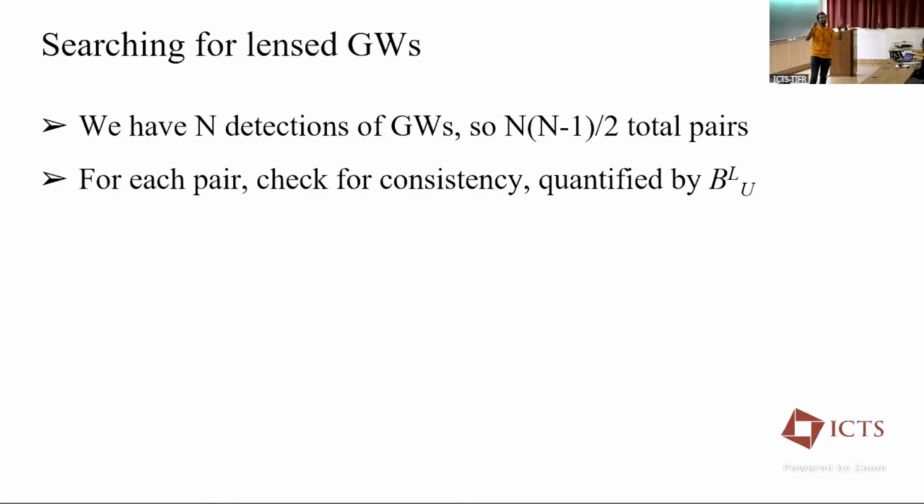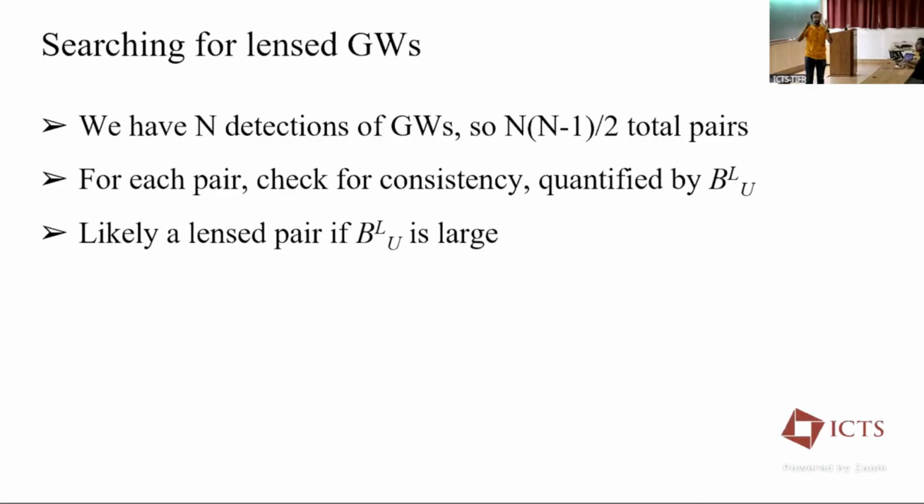So this consistency, I'm going to just call it a Bayes factor, B-L-U. What it is, I will explain soon. And the statement is that you come up with one number per pair. Like you take the data, do some processing on it to get this one number. If it is large, it is consistent. If it is small, it is not consistent with the lensing hypothesis, and you reject it.